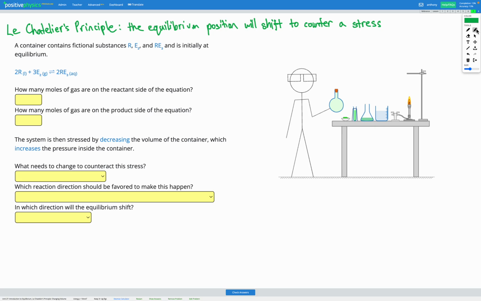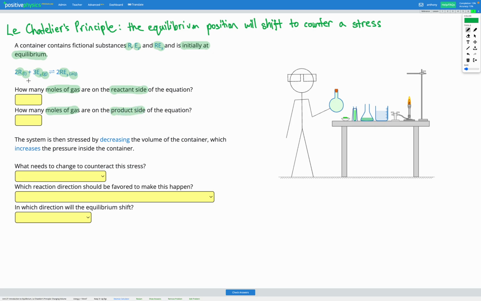In this question, we again have fictional substances. This time it's Re2 and Re3. We're told it's initially at equilibrium, which means we're going to be able to use Le Chatelier's principle. Here's our equation. We've got 2R, which is a liquid, 3E2, which is a gas, and 2Re3, which is aqueous, in other words, a solution. So the first thing we're looking at is the number of moles of gas on the reactant side and the number of moles of gas on the product side.